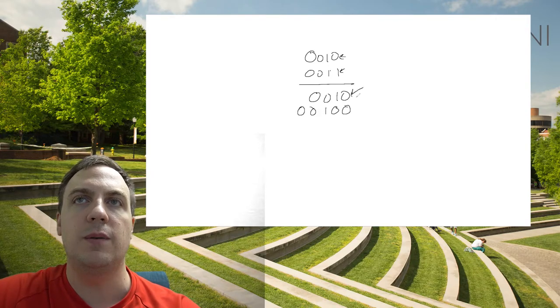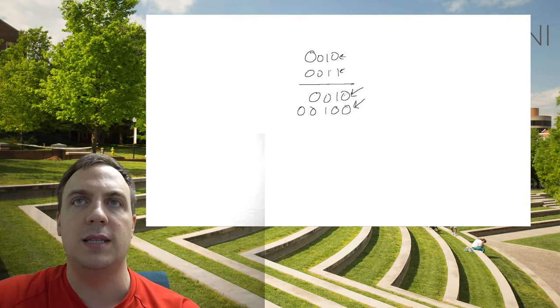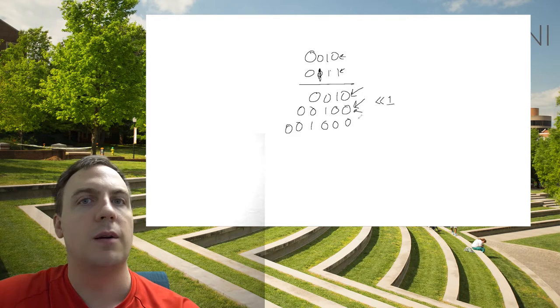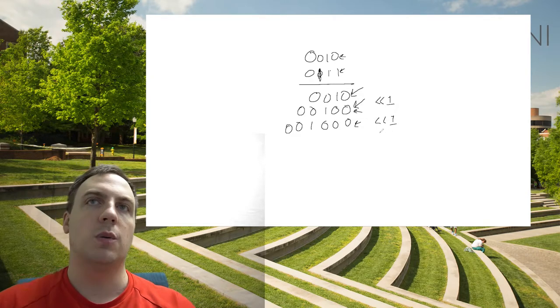So how do we distinguish this number from this number? Well, if you are observant, you can see that the number on the bottom is actually the top number shifted left by one place. If I add a 1 here, we're going to have two zeros and then 0100. So how does this number right here correspond with this number? Well, it's shifted left once again by one place. So what are we looking to do?